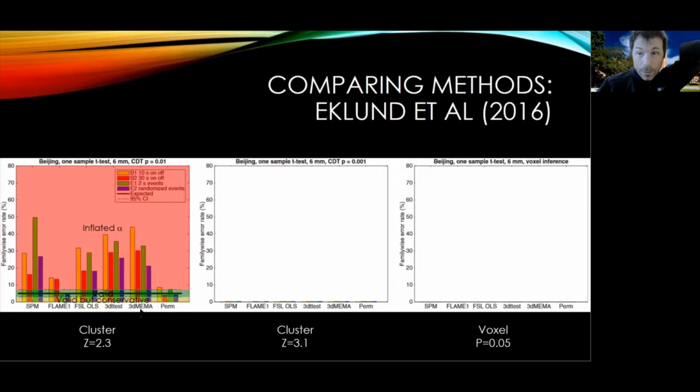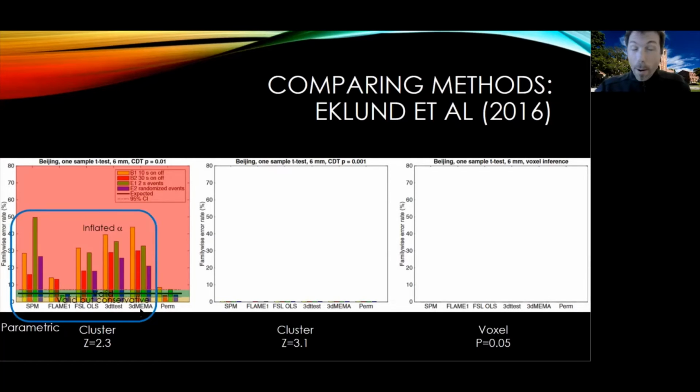So as you notice, the main issue here is that all the parametric analysis, for the most part, with the exception of Flame 1, of FSL mixed effects, really give you highly inflated alpha. On the other hand, the one that seems to control well for it is the non-parametric analysis, the permutation analysis.